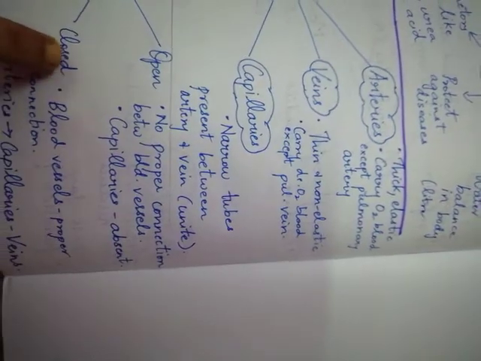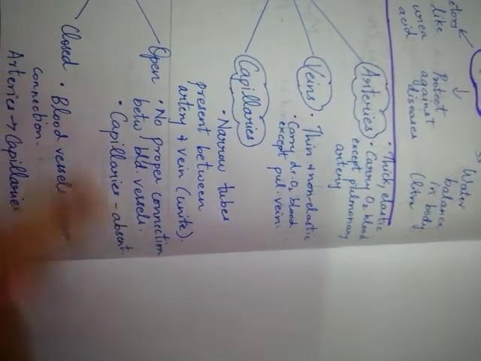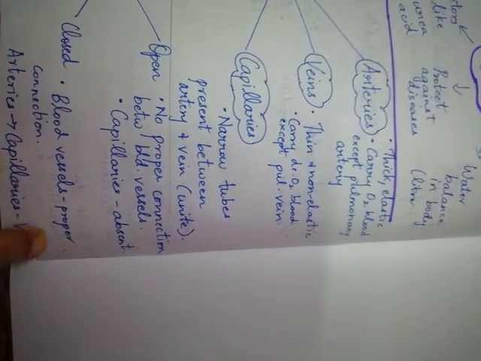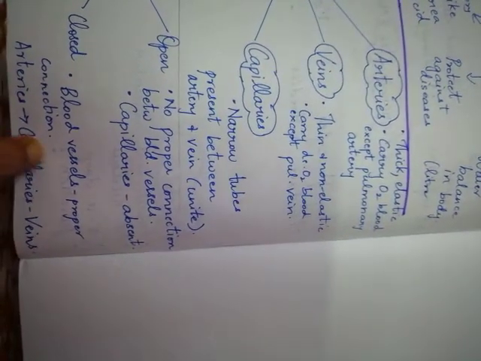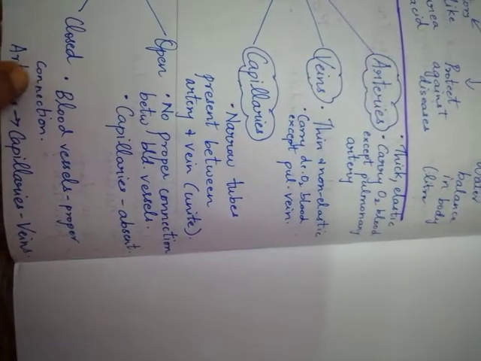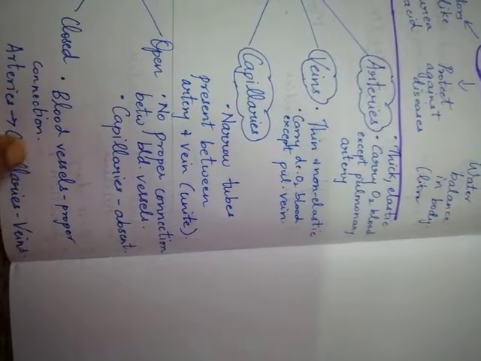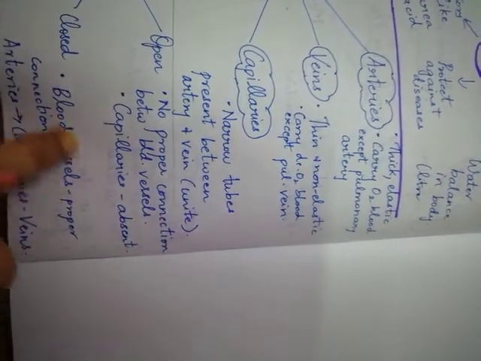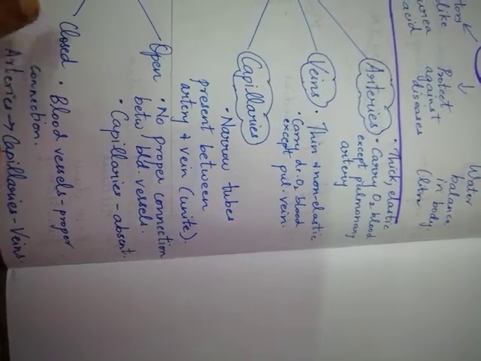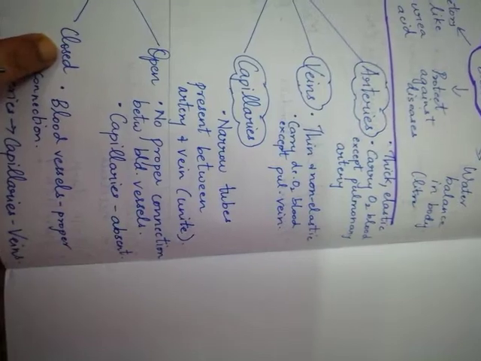Whereas in the closed circulatory system, blood vessels are properly connected. That is, arteries, capillaries and veins. The main thing is capillaries are present in the closed system. So the blood passes from arteries to veins with the help of capillaries. So you have a proper blood vessel connection. That is the closed circulatory system. For example, in humans, you have the closed circulatory system.